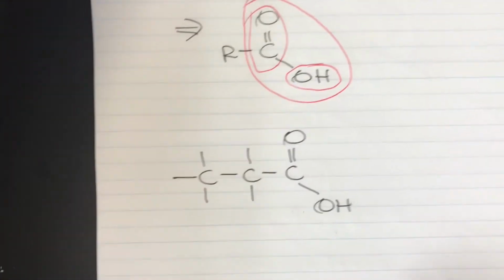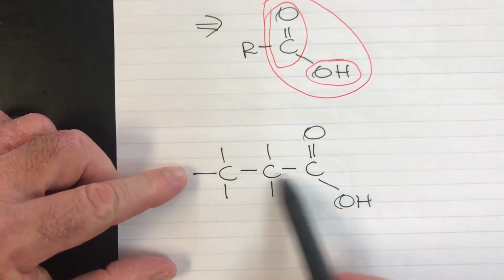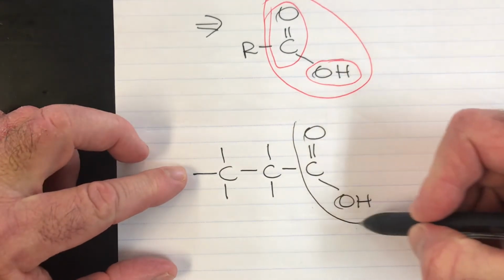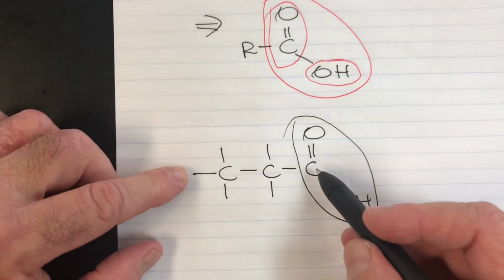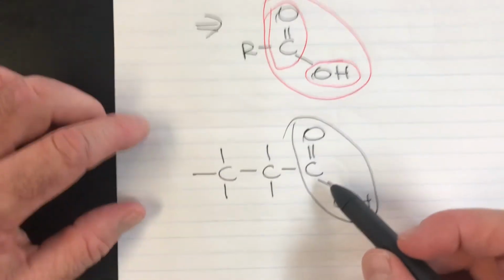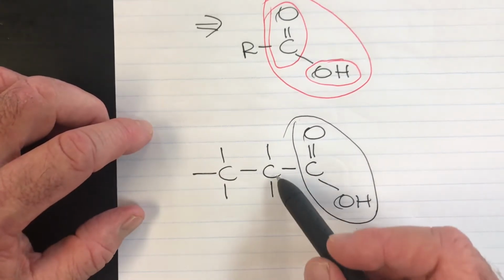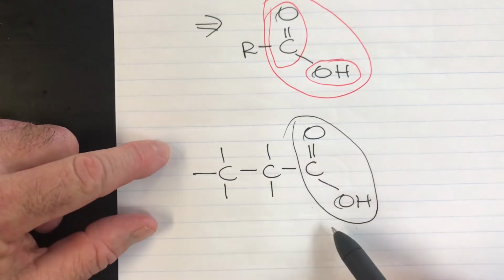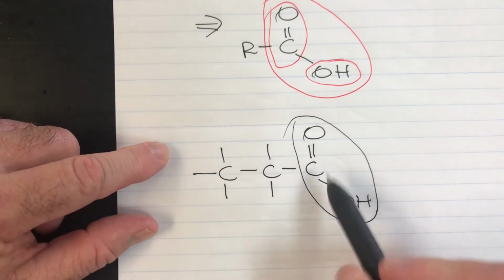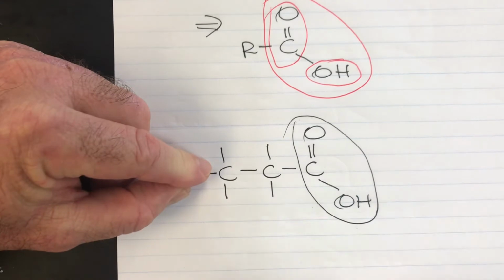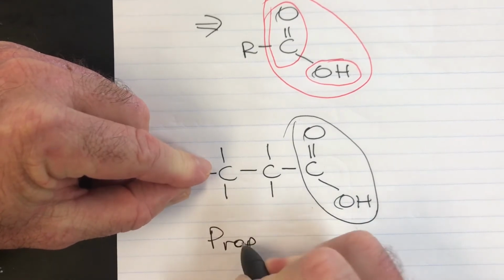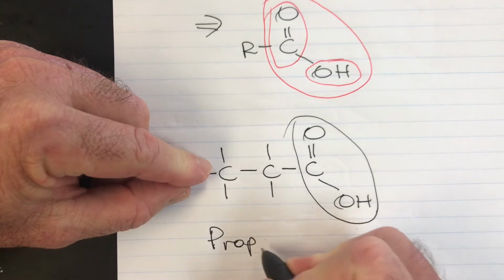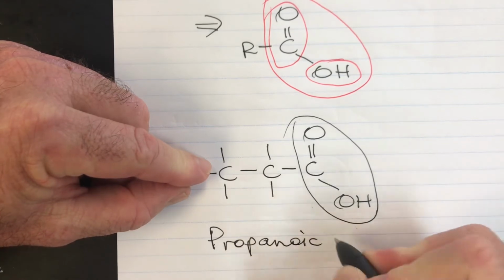So let's have a go at naming this one here. The main chain has 3 carbons in it. The carboxyl group, this one, is attached to a terminal carbon, which it has to be. A carboxyl group is never found in the middle of the main chain. So 3 carbons long, you must start with prop, and you replace the ane with oic acid: propanoic acid.